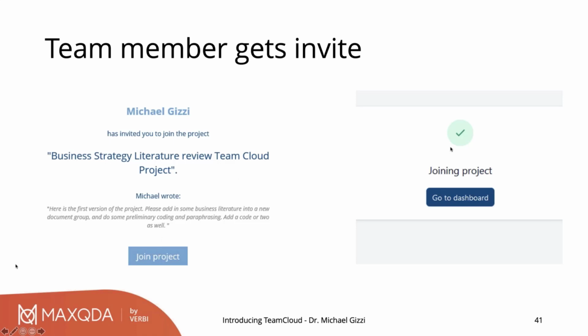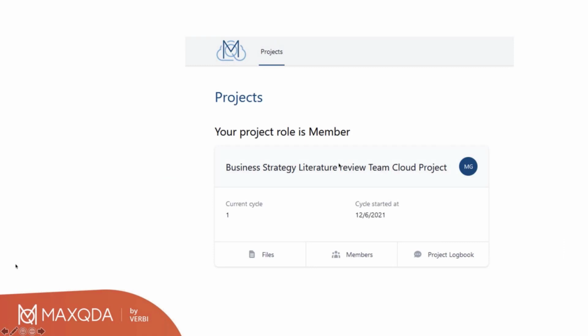A web browser opens and you receive a message saying joining project. Go to dashboard. You go to dashboard. Your project role is member. We're on cycle 1. The cycle started on the 6th of December. Notice it's using American dating, at least in my version. Maybe it doesn't if it's in Europe or elsewhere.